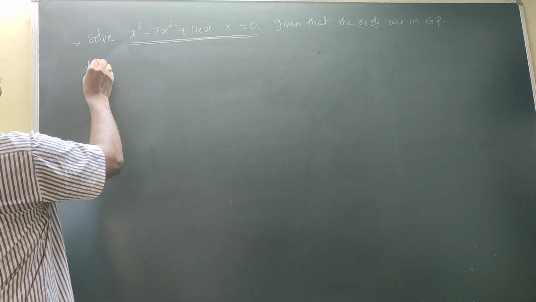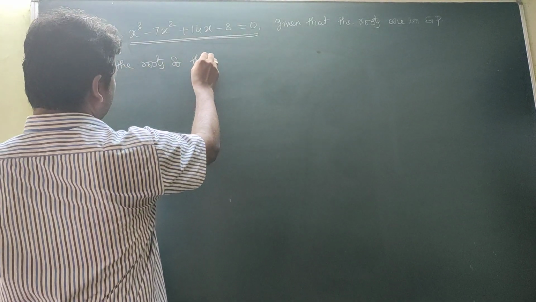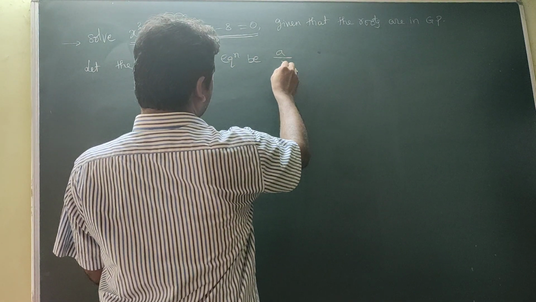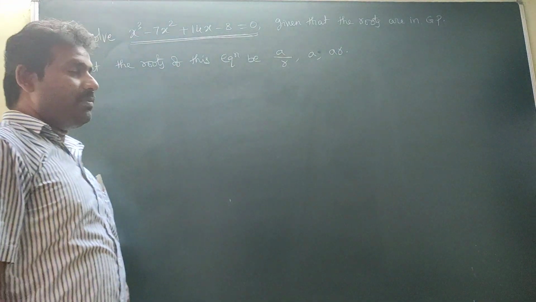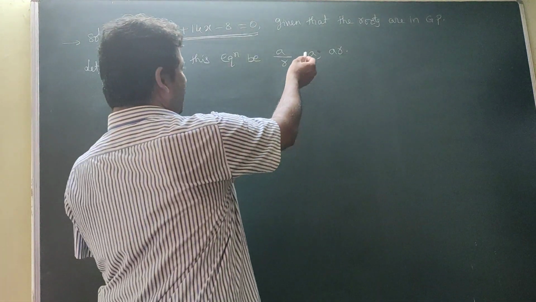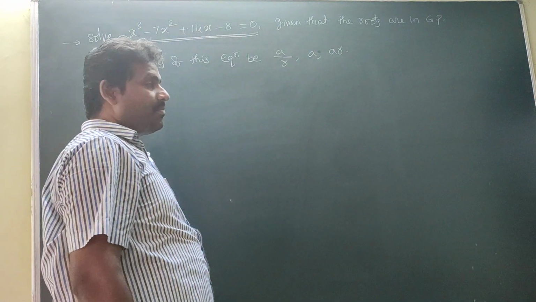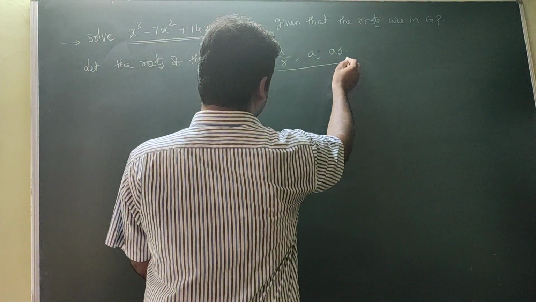See, let the roots of this equation be A by R, A, A R. So these three roots are in GP. How do you take the three numbers in GP? Their common ratio is the same. A by r, that is the r. A R by A is r. Common ratio is the same. So those three roots are in GP. So what is the benefit, why are we taking this?